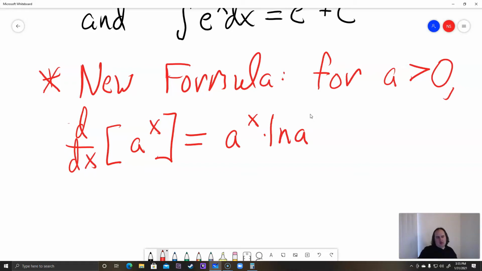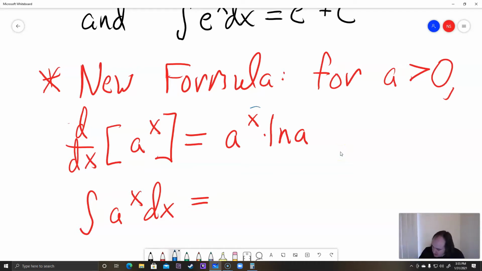Okay, so technically this isn't a new formula, but I wanted to use this to show you where the integral formula came from. So what's the integral of a to the x dx? What's that going to be? Well, like I said, the integral is just the reverse operation of the derivative. So you can figure this out using the formula that we already know up here. What you can do is start on the right side and work to the left side.